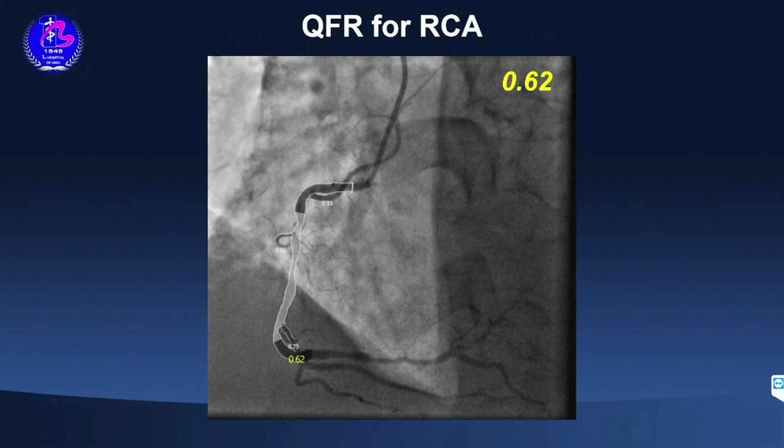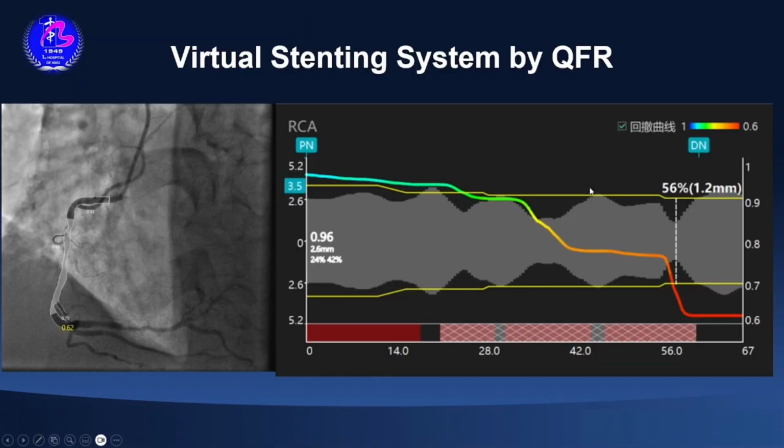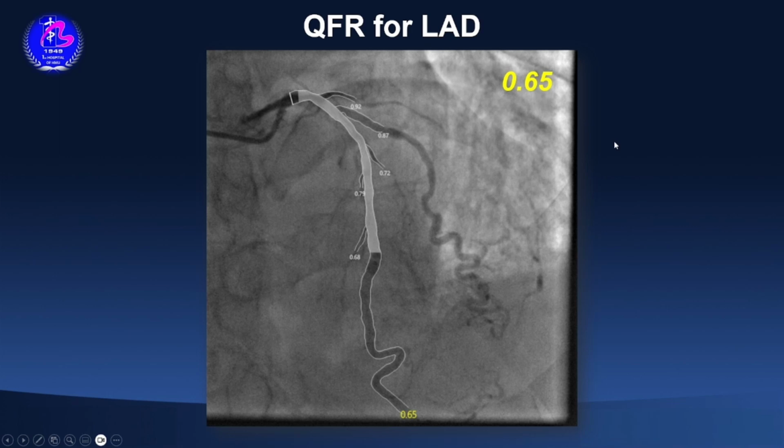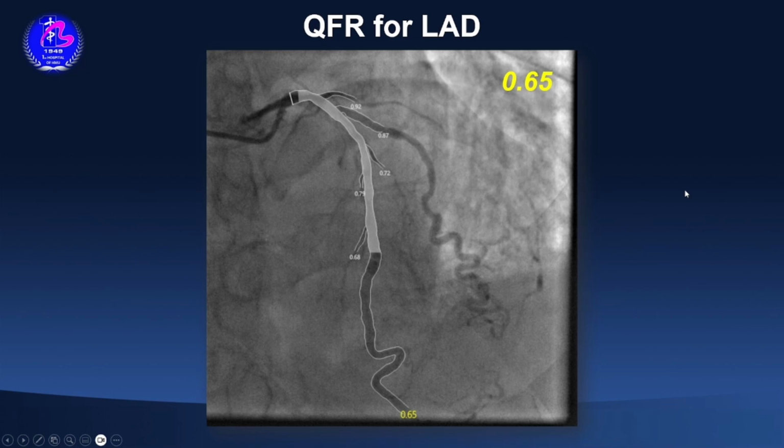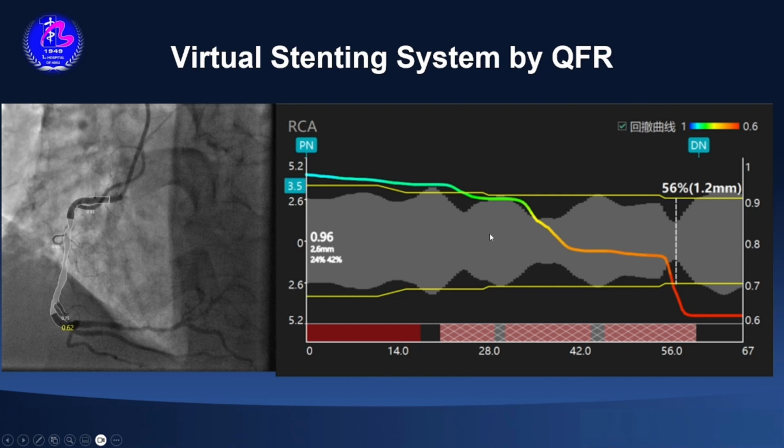The QFR of LAD was 0.65. The QFR of RCA was 0.62. The virtual stent technique simulates the effect of stent implantation in select segments using the predicted value of QFR. By using a QFR-based virtual stenting technique, the QFR of RCA may be increased from 0.62 to 0.96.